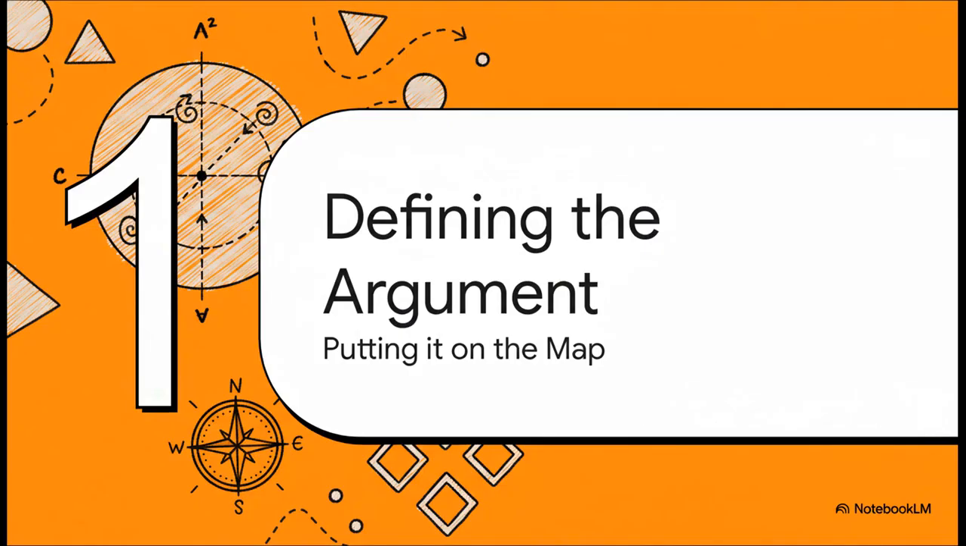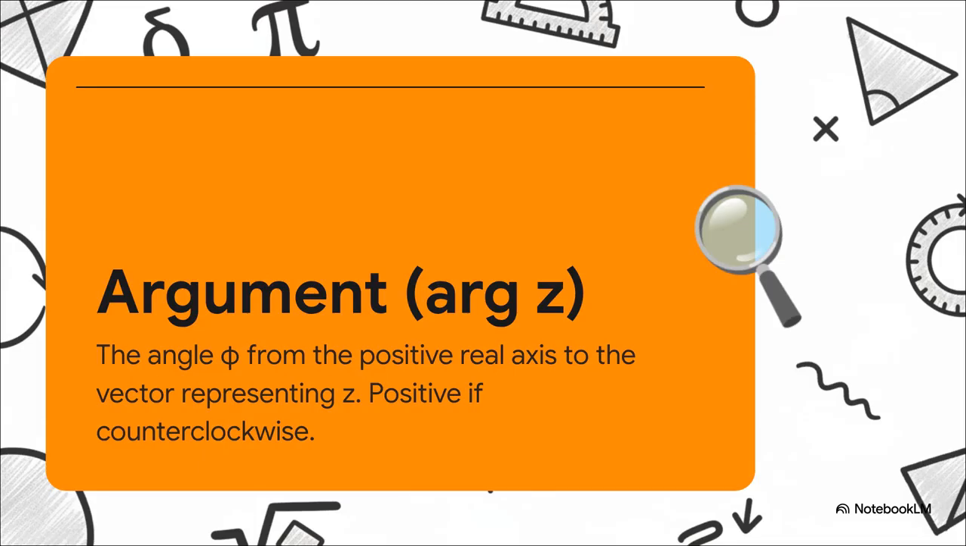All right, so let's make this whole direction and angle thing a little more official. To do that, we need a map. And in the world of complex numbers, our map is the complex plane. Okay, so here's the textbook definition. The argument, which we write as arg z, is the angle, usually called phi, that starts from the positive horizontal real axis and sweeps counterclockwise until it's pointing right at our complex number. It's literally just the direction part of our distance and direction method.